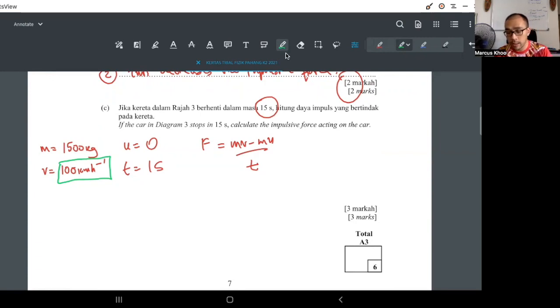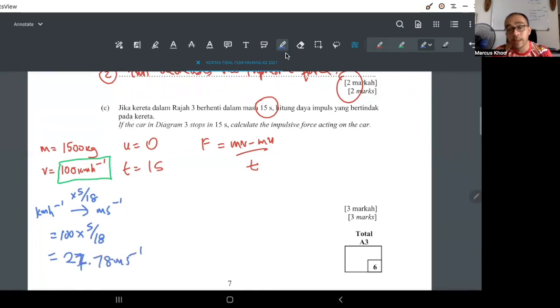Okay, so a shortcut. If you cannot remember this, kilometers per hour, if you want to change to meters per second, if I'm not mistaken, it is times 5/18. Kilometers per hour change to meters per second is times 5/18. Yes, I know there's a proper mathematical way, but this is kind of the shortcut. So 100 times 5/18 will give you about 27.78 meters per second.